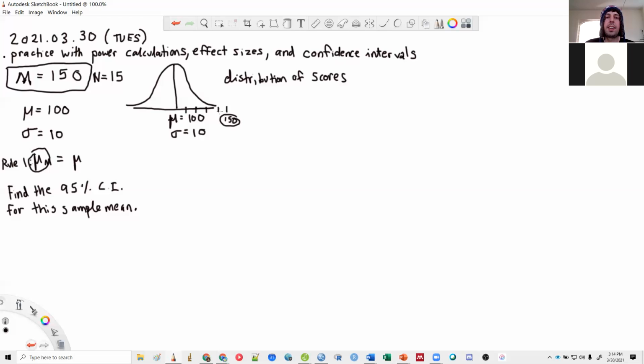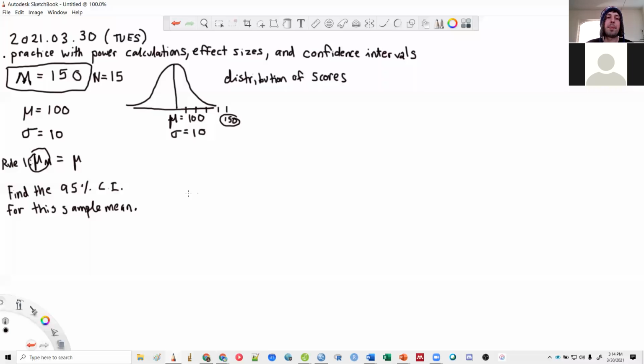This is kind of a silly example because you can see that 150 is a very extreme score for a population that has these characteristics. But let's just do the problem anyway. Even though if you observe such an extreme score, in reality, the statistical test is a bit of an afterthought. But in terms of this problem, I've set it up this way, so let's continue with it.